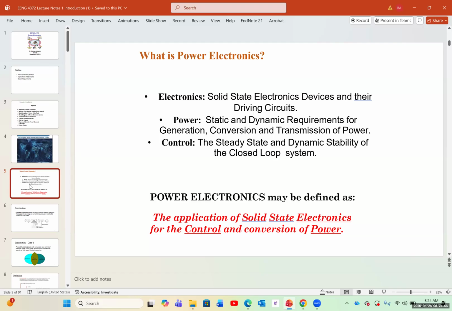As you know, electronics means solid-state electronic devices and their driving circuits. Examples are transistors, diodes, amplifiers and so on. Now, power is defined by the static and dynamic requirements for generation, conversion, and transmission of power. And control is the steady-state and dynamic stability of the closed-loop system. The definition of power electronics is the application of solid-state electronics to the control and conversion of power.